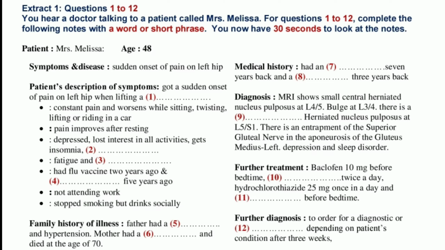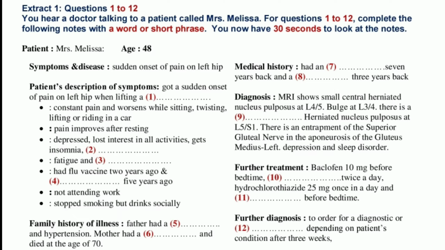Tell me if you have any past medical history. I had an appendectomy 7 years ago and a cholecystectomy 3 years ago. Do you drink or smoke? I used to smoke before, but I have stopped smoking nowadays, and I drink socially. What medications are you taking now? I am taking Lortab 10 milligrams whenever I get pain. Are you allergic to any medication? No, doctor. Well, your MRI shows small central herniated nucleus pulposus at L4/5, bulge at L3/4.